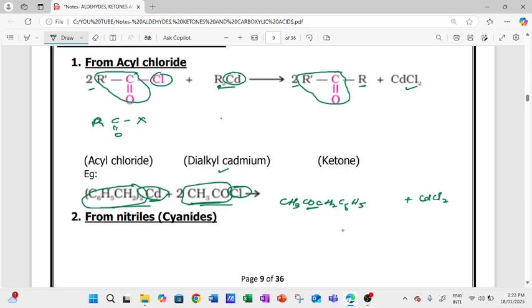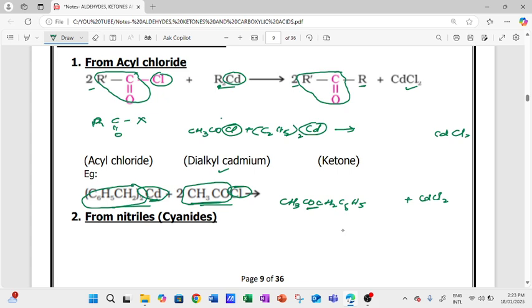One more example. CH3COCl plus (C2H5)2Cd, the dialkyl cadmium. First you write the chlorine and the Cd as CdCl2 byproduct, and the main product is CH3CO combined with one ethyl group from here, C2H5. So CH3COC2H5 is our main product.